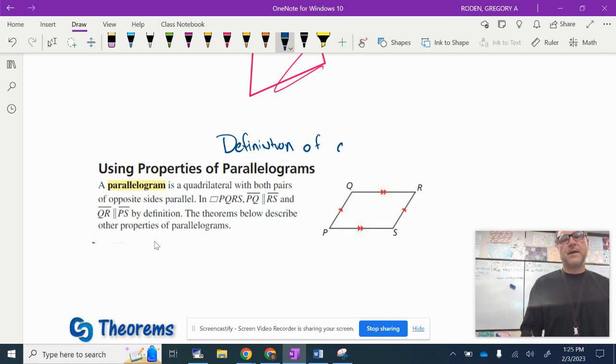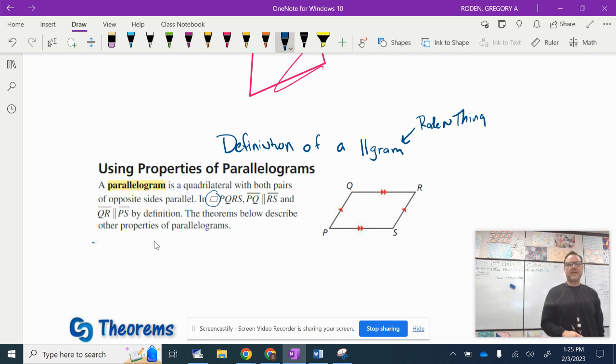Now, this is the symbol for parallelogram. This is what I like to call it. I kind of made this up myself. That's how I abbreviate it. This is a Roden thing. No one's going to abbreviate it like this, I don't think. I just use the parallel sign, and I even get rid of the O. I do this because I just hate writing the word parallelogram, because I can never remember how many R's and L's and E's I need.